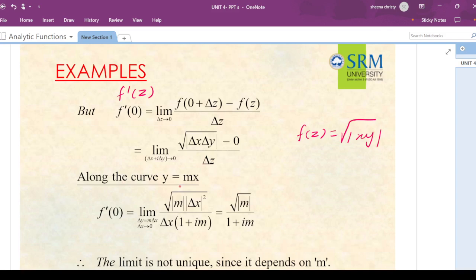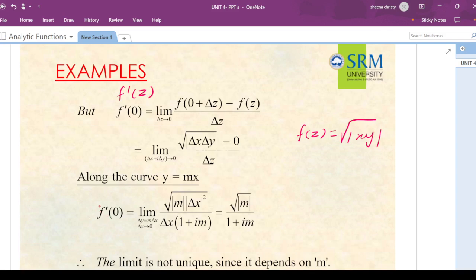Therefore, along the curve y equal to mx, consider the curve along the curve y equal to mx, you are having limit del y equal to m into del x where del x tends to 0. So, equal to under root of del y is going to be m into modulus of del x. So, that substituting it, you are going to have under root of modulus of m into modulus of del x square divided by del x times 1 plus i into m. Substituting y equal to mx, you are getting this equation. Therefore, you are getting under root of modulus of m divided by 1 plus im, del x gets cancelled.